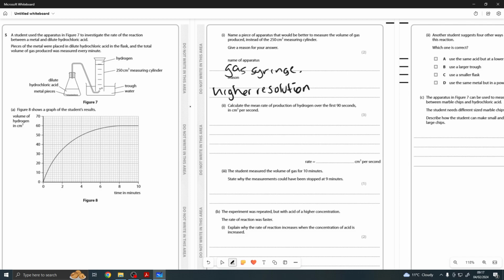Right, calculate the mean rate of hydrogen over the first 90 seconds in centimeters cubed per second. Right, so first thing you've got to do is realize, of course, that 90 seconds is a minute and a half. So you find 90 seconds on here, that's 1 minute, so around about here. You then read up and see here, do it with the ruler, it's 29. Now obviously, you are allowed a bit of leeway there. If you'd written 28 to 30, you'd be fine, okay? But the answer is actually 29, right?